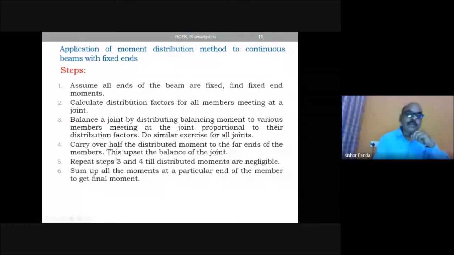Then after getting this final moment, you have to check whether at a joint the moment is coming 0 or not. Just approximately 0, because this is an iterative method. So you will get approximately 0. So these are the steps that you have to follow for solving any continuous beam by the moment distribution method.